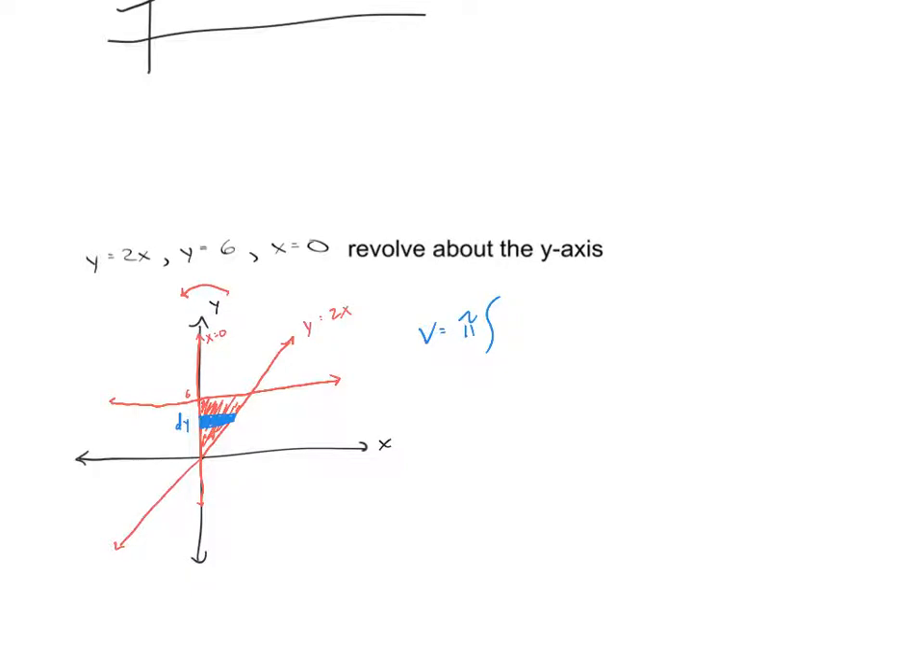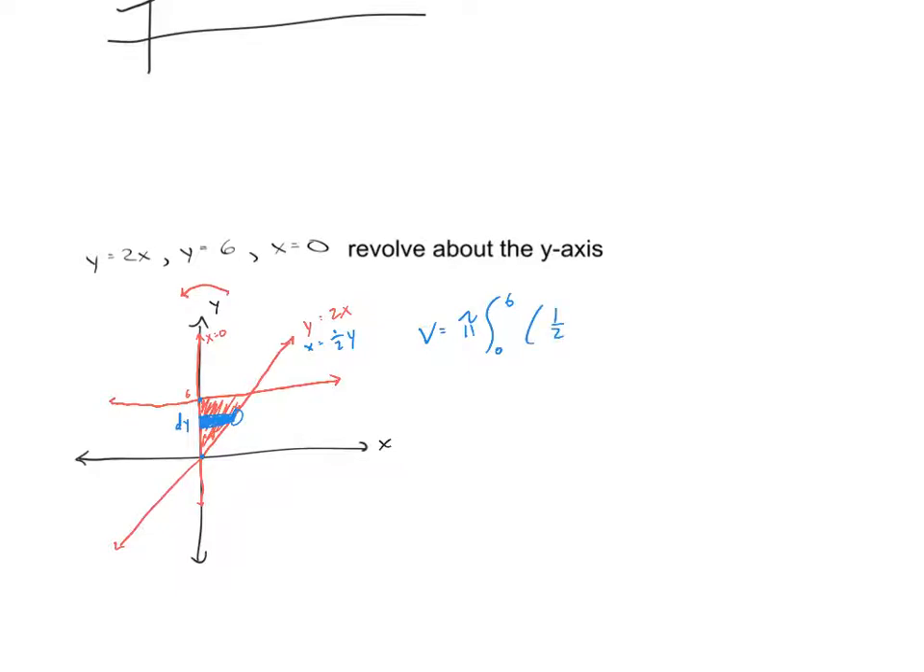Bounds of the integral are from 0 on the y-axis up to 6 on the y-axis. And how is that slice formed? Well, it's the line y equals 2x here, but it needs to be x in terms of y. x equals half y, 1/2 y. And that is what goes here.